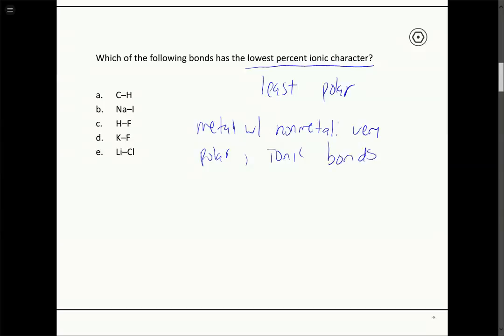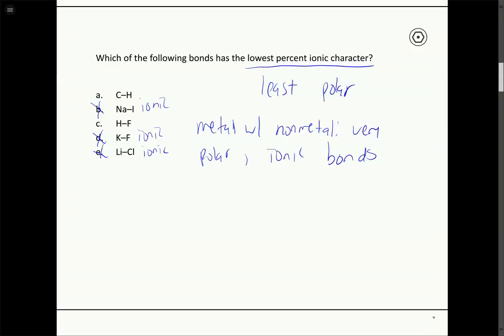So if we're looking for the least percent ionic character, we can pretty much eliminate any choices that have metals with nonmetals, especially since two of our choices, A and C here, are nonmetal atoms bonded together. So we can eliminate choices B, D, and E because all of these are going to be ionic. Even though they're going to have different ionic characters, not all ionic bonds are exactly equal, if you have a metal with a nonmetal, those are always going to be very large differences in electronegativity, larger than you'll ever see when you have two nonmetals bonded together.